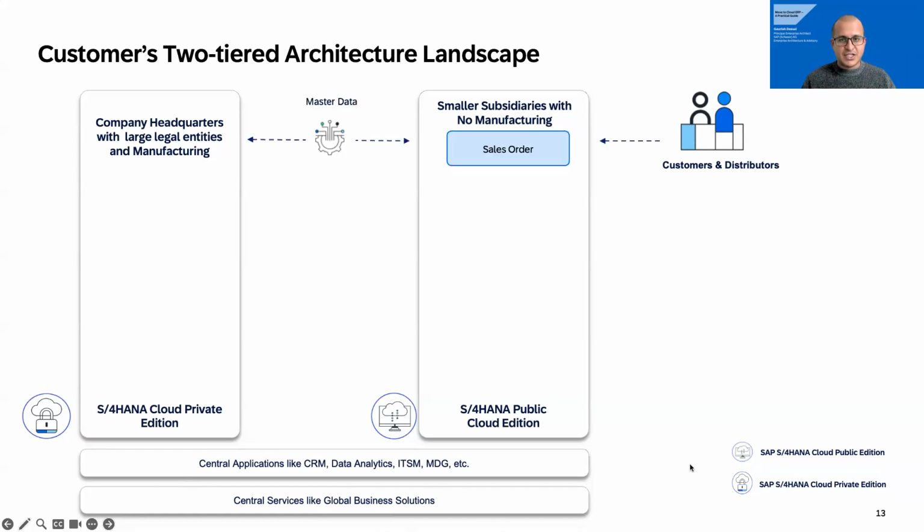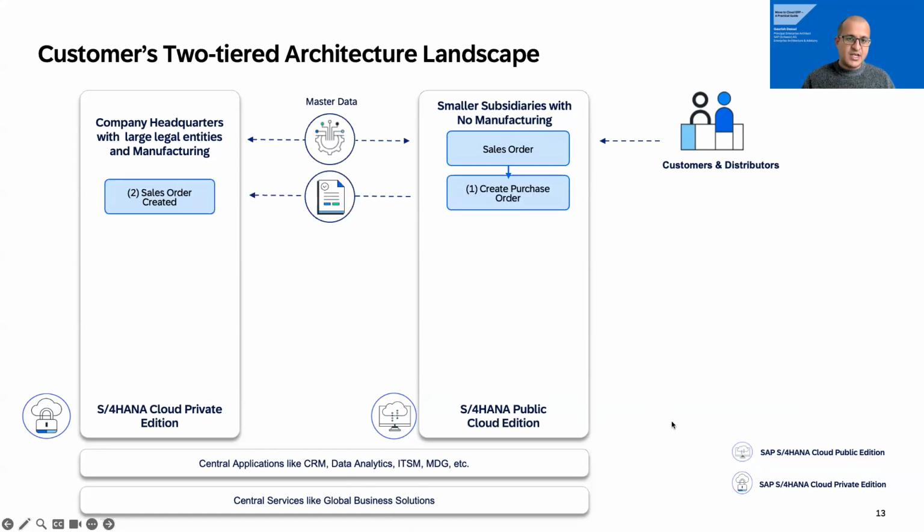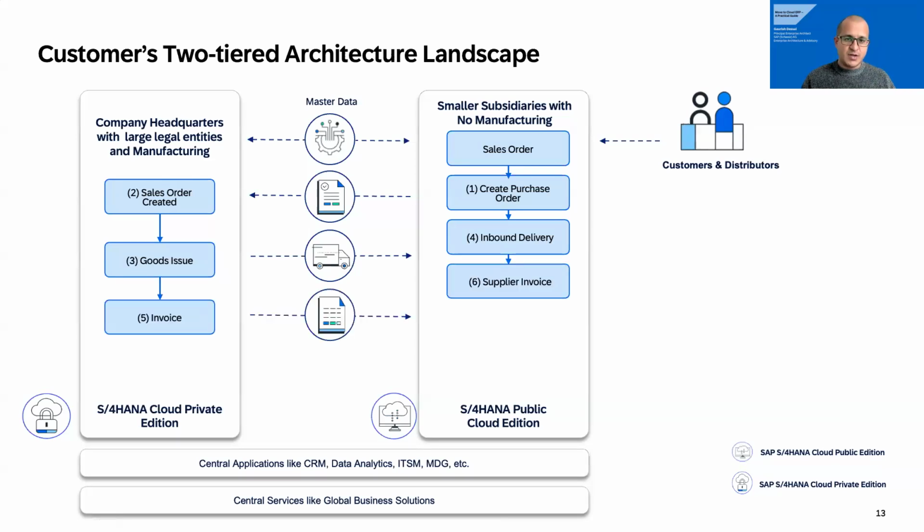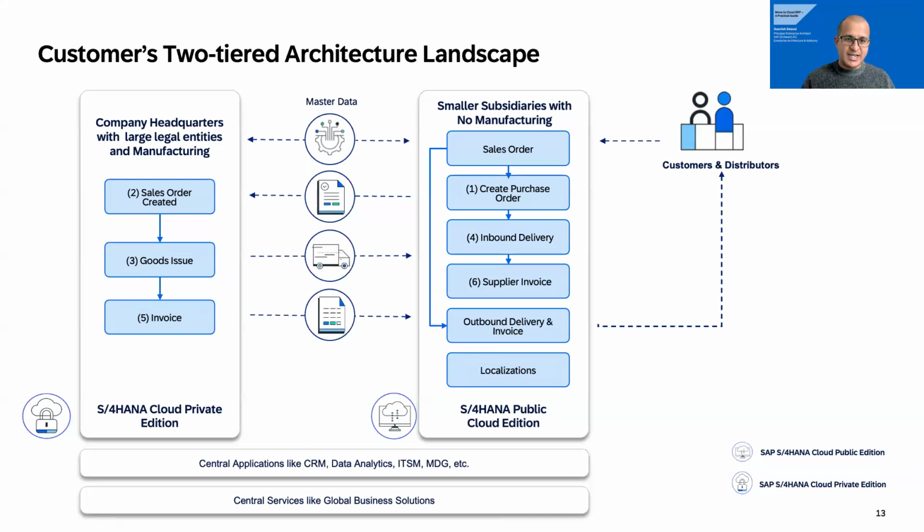Now, when the customer actually places an order into a public cloud for the legal entity in question, it is fully integrated in terms of the master data. So as soon as the sales order comes in, the complete sales process goes into picture, where the company can create a purchase order from the headquarters, get the goods issue, make sure the invoicing is done, and get the goods delivered to the customer.